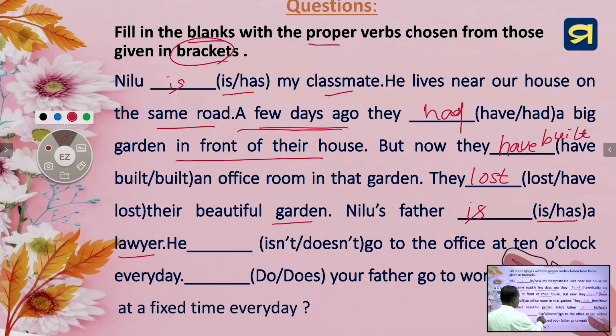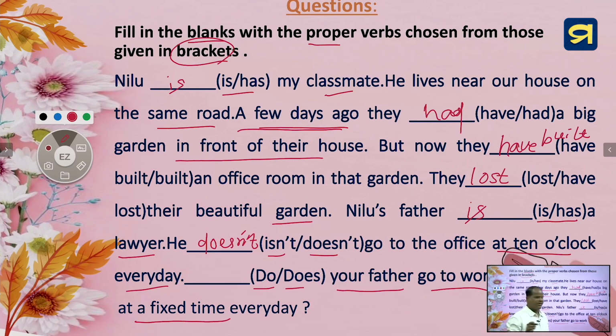He dash, is not or does not, go to the office at 10 o'clock every day. Right answer. Does not go. Next, dash, do or does, your father go to work at a fixed time every day? Very fine answer. The correct answer is does.